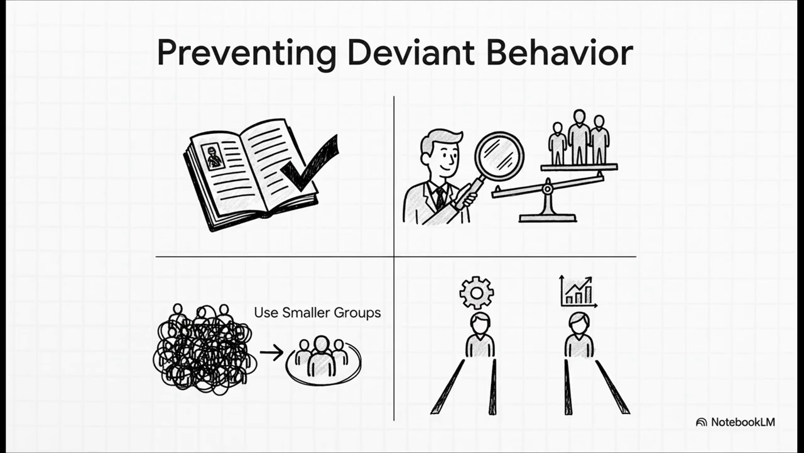And what about all that other deviant behavior? Well, the strategy here is about creating an environment where it just can't grow. Think of it like this. Positive norms are like a strong immune system. Keeping an eye on status gaps prevents resentment from building up. Smaller groups get rid of the shadows where bad behavior likes to hide. And clear roles take away the confusion that can lead to conflict. It's all about proactive prevention, not just reactive punishment.